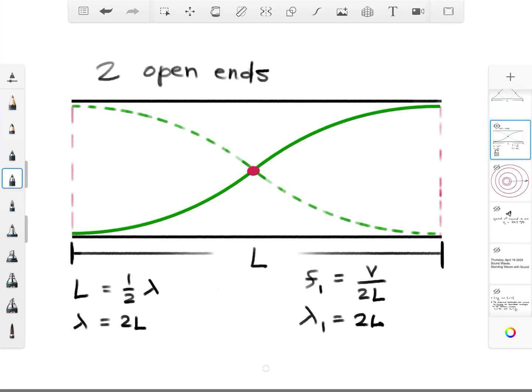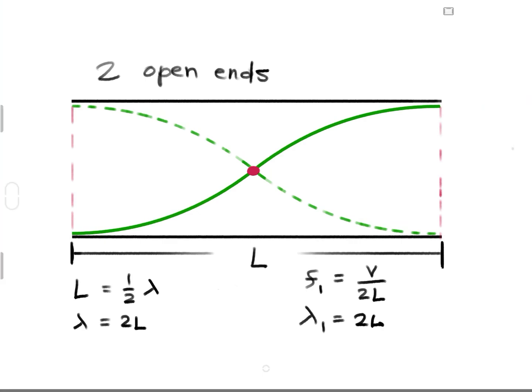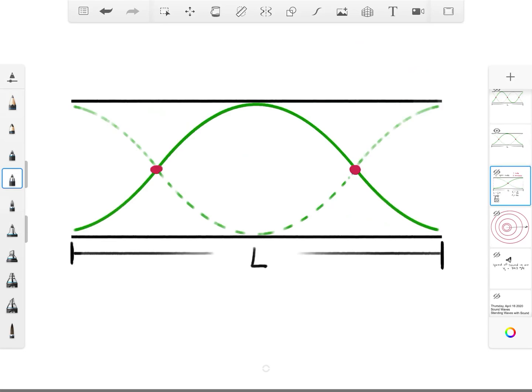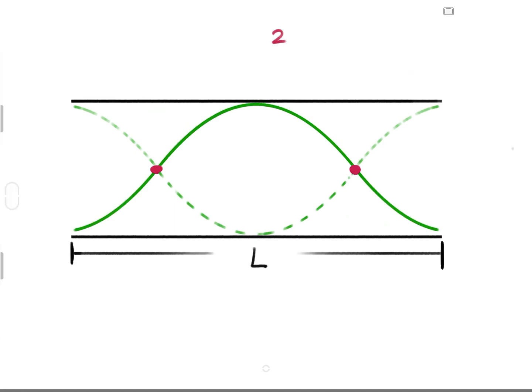But here's the thing that you need to notice. For our two open ends in this situation, we have one node, two antinodes. Let's look at the next one over. Again, we have two open ends. We see two nodes and two antinodes. Now, when you've got two open ends, you're always going to see only two antinodes. Only two. No more, no less. So what you've got to be looking for is the number of nodes you've got.